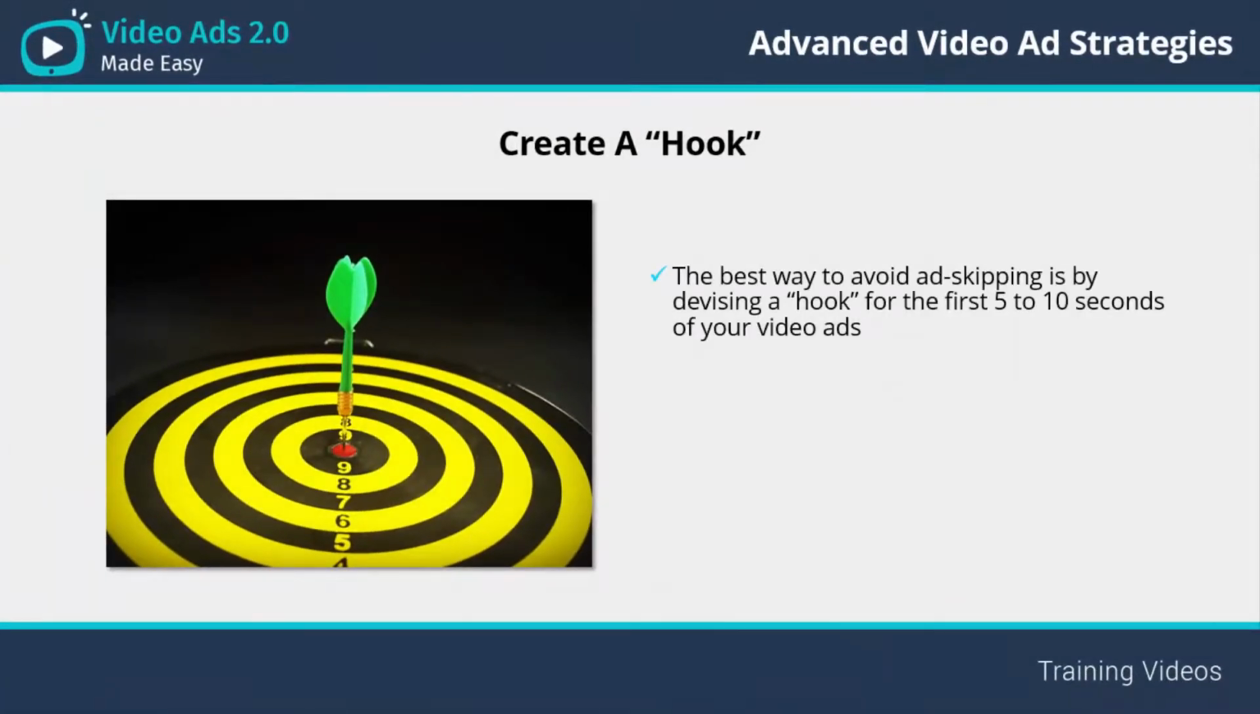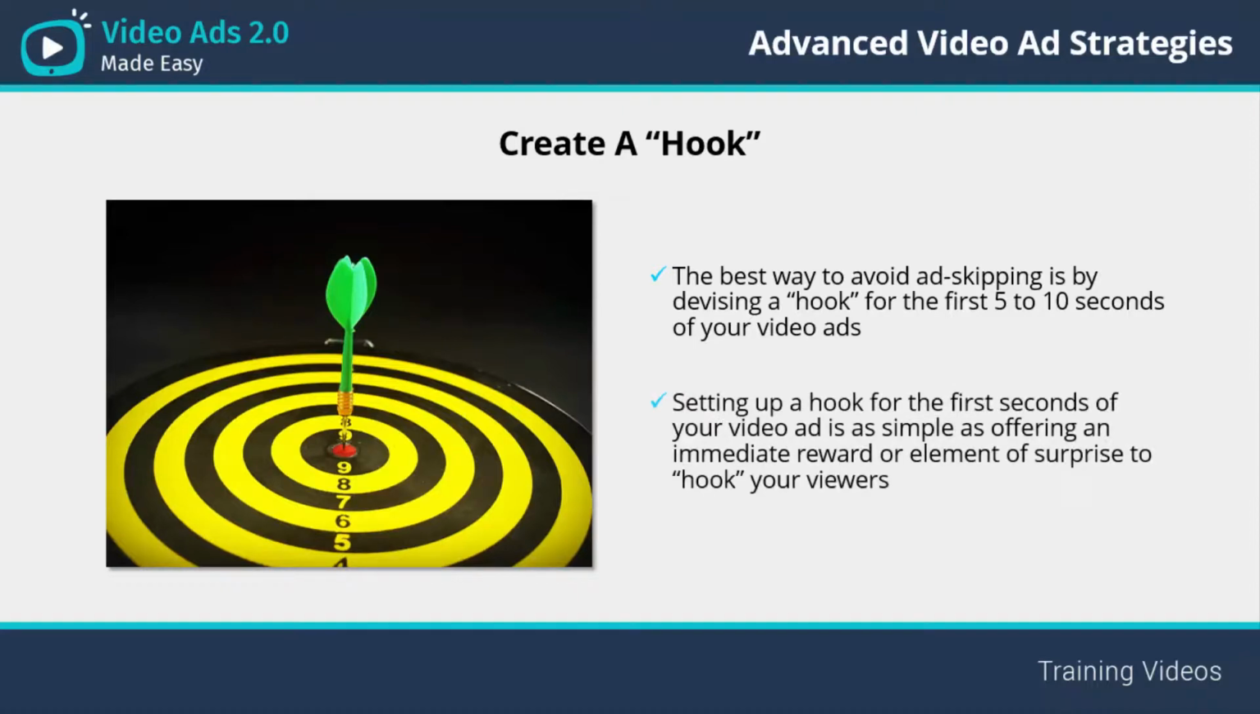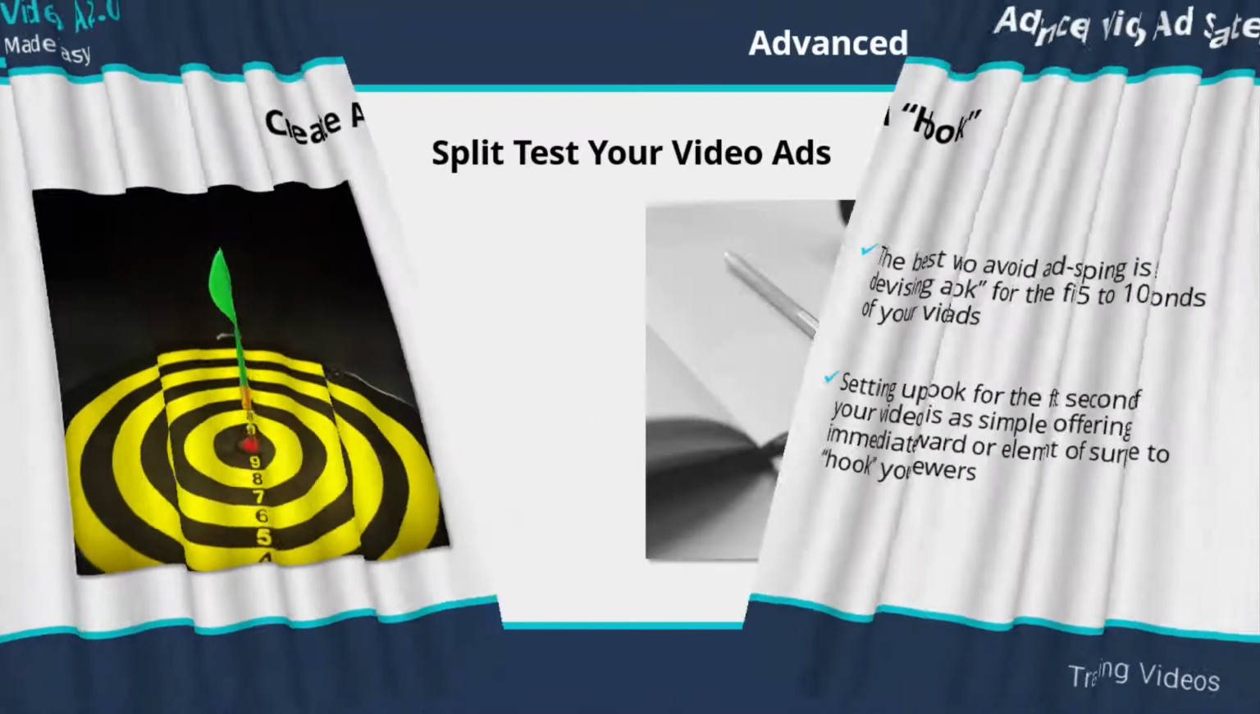Create a hook. The best way to avoid ad skipping is by devising a hook for the first 5 to 10 seconds of your video ads. This is because 10 seconds is the average attention span of internet users, after which they are likely to skip on a video ad if they're not hooked. Setting up a hook for the first seconds of your video ad is as simple as offering an immediate reward or element of surprise to hook your viewers, such as teasing a promotion to those that watch the ad until the end, or by addressing your audience's needs right away.